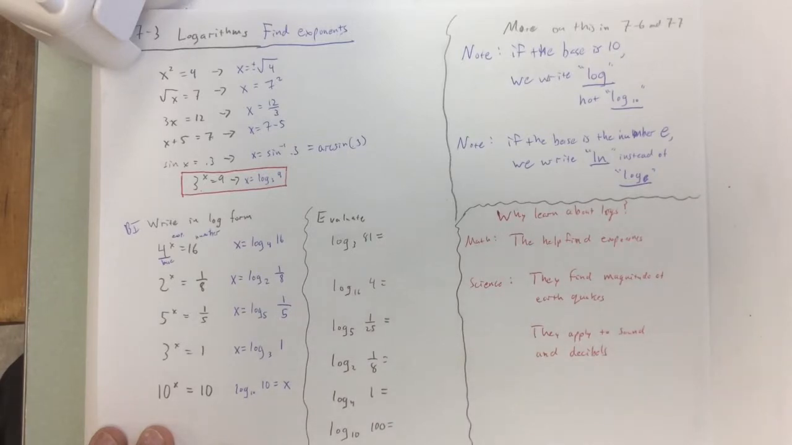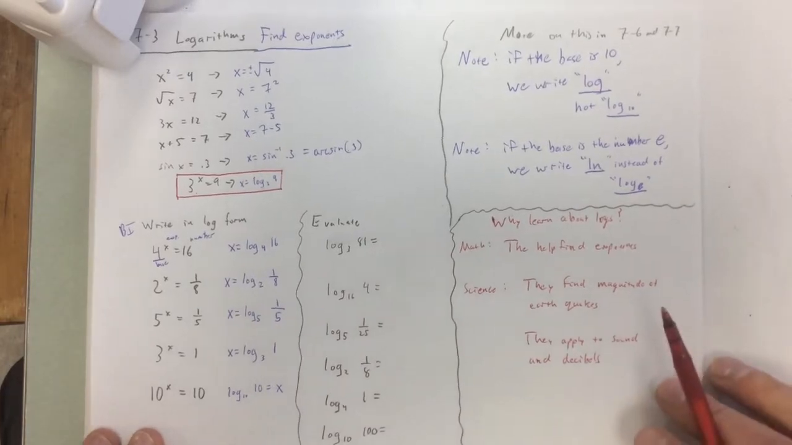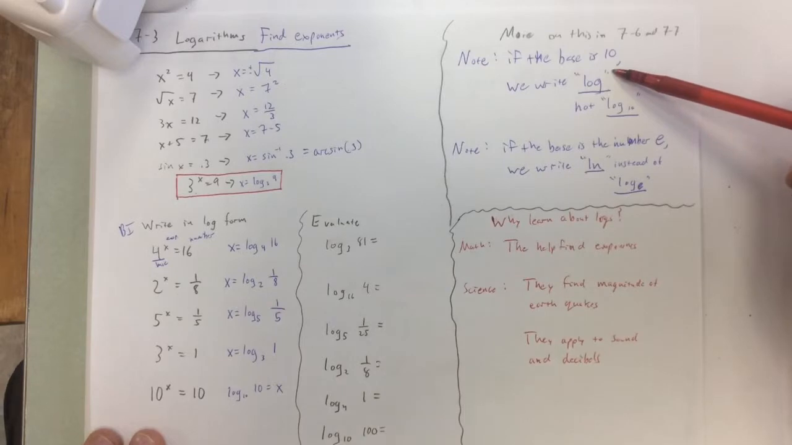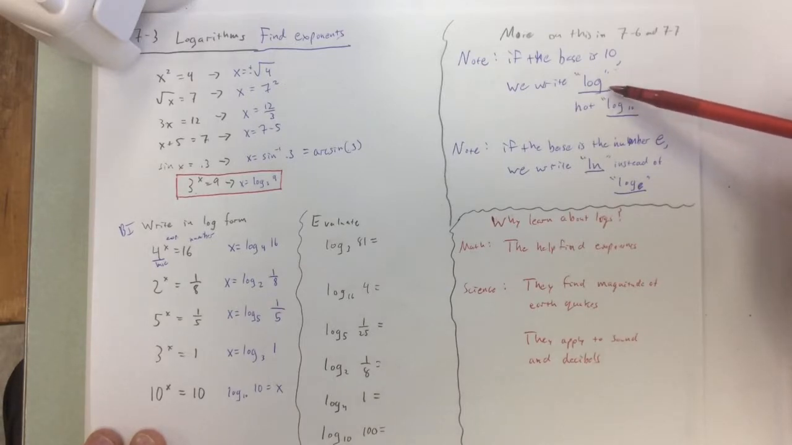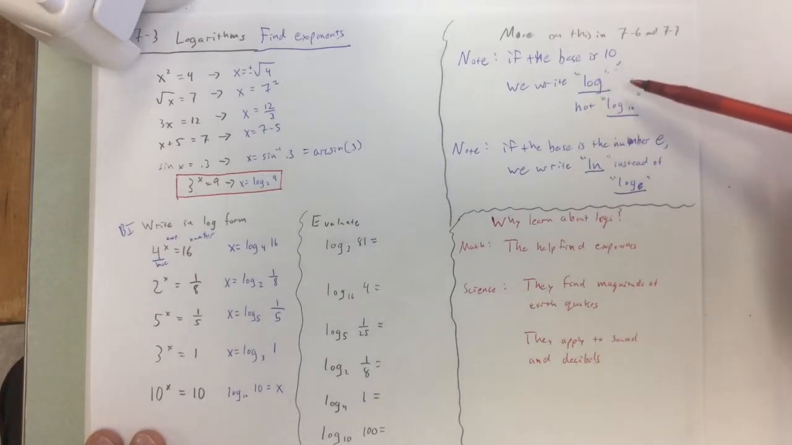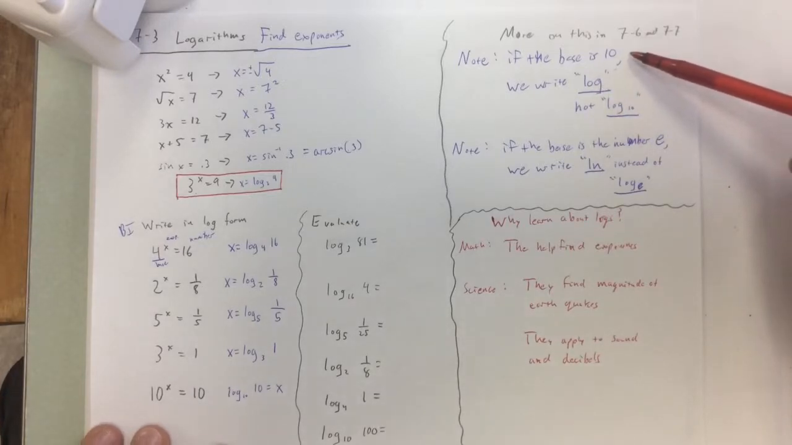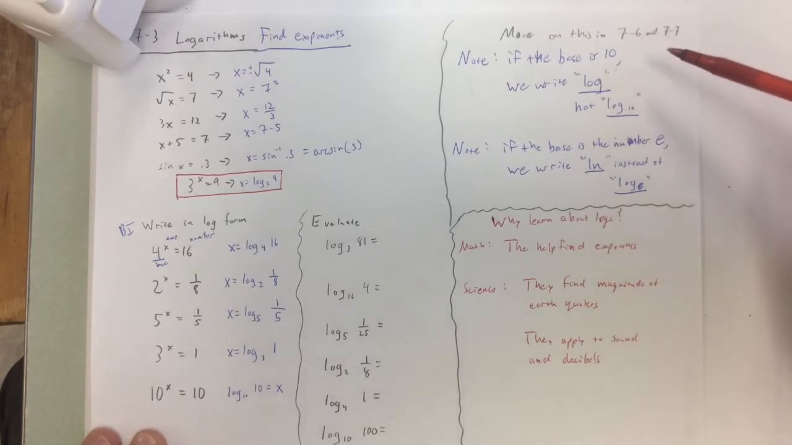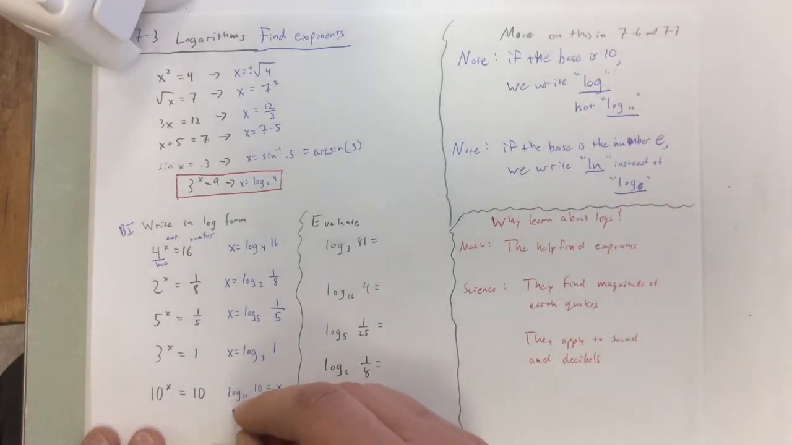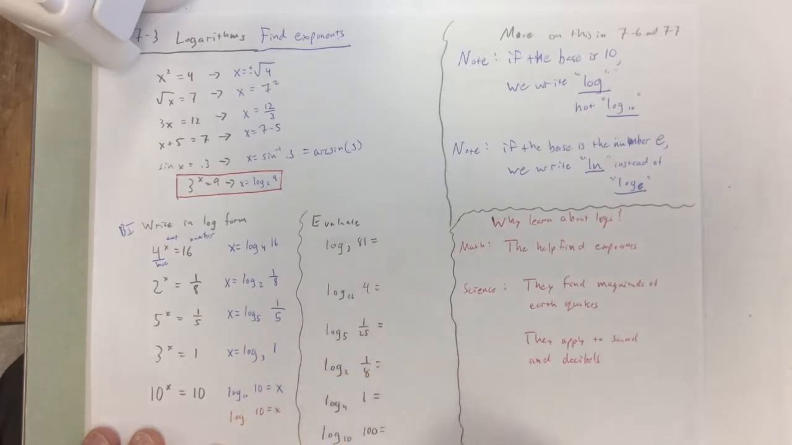Now, something important here though. Actually, if the log is base 10, we're going to write it just log. We don't put log base 10 down here. This is what's called a common log. We'll get to this more in section 7.6 and 7.7. So I would really write this as just log of 10 is equal to x. I don't actually have to write the 10 if it's base 10.